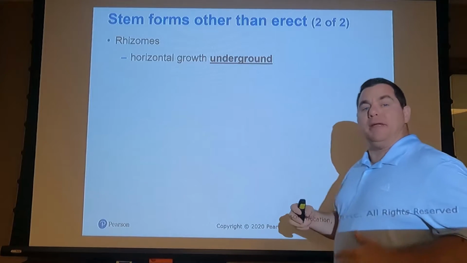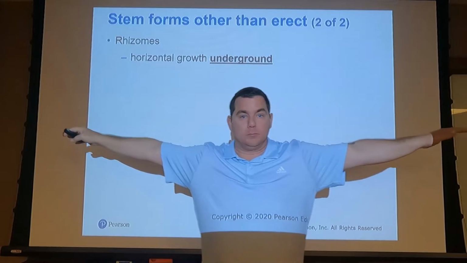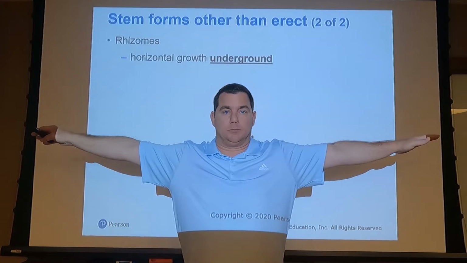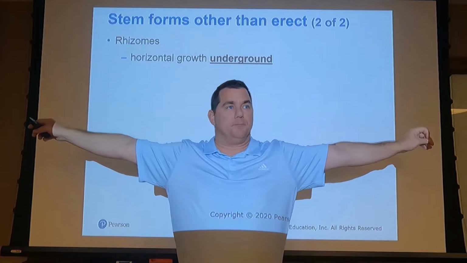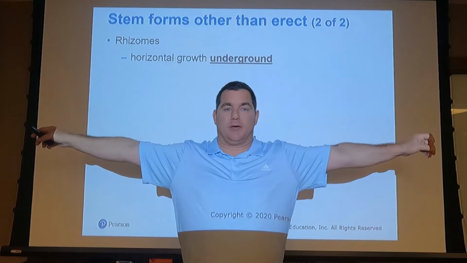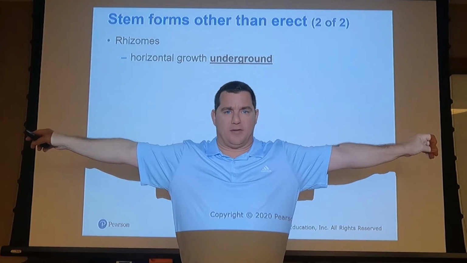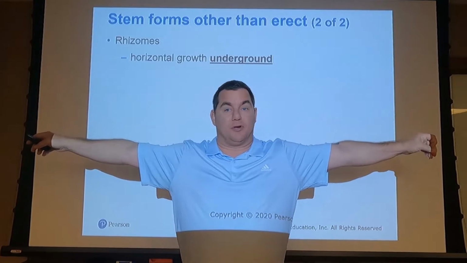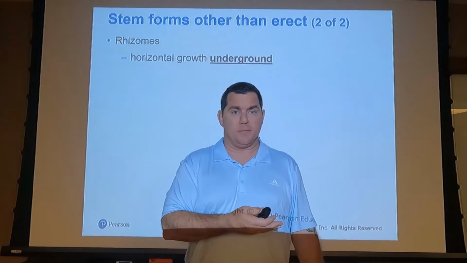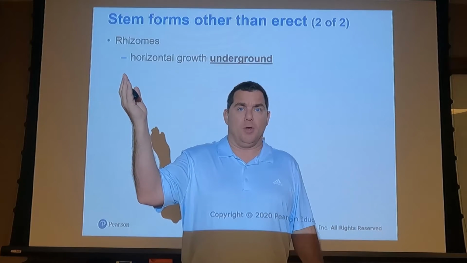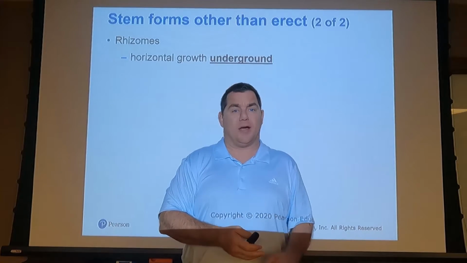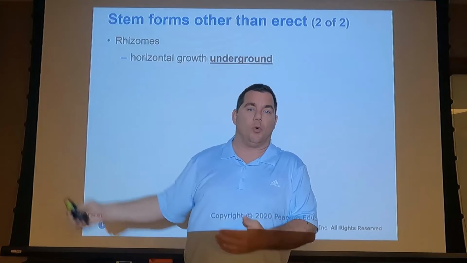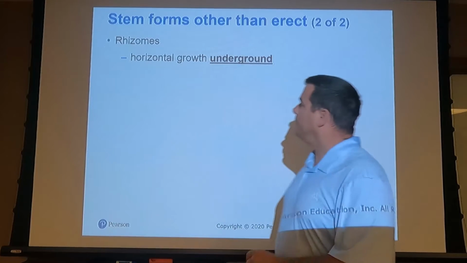So rhizomes are going to be horizontal growth below the surface. Take St. Augustine grass. You're going to find this in a lot of your grasses where you would find a rhizome that is going to grow beneath the surface. So you might cut the plant off, or you might kill the plant with herbicide, but because it has an underground growth, there's plenty of nutrients and storage so that that plant can regrow.